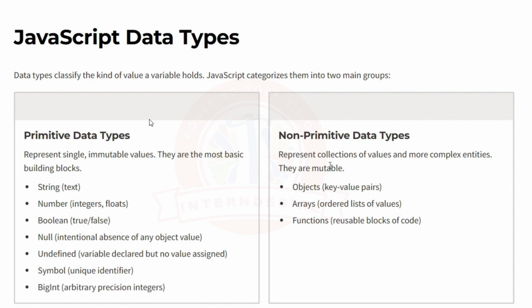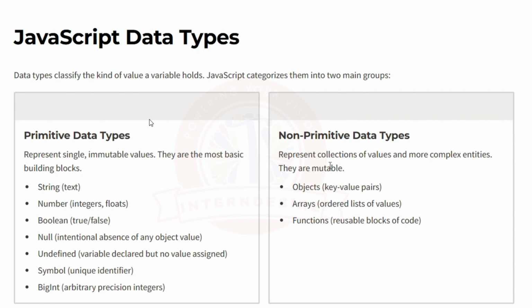So that's the naming convention for JavaScript variables. Data types classify the kind of value that a variable holds. So there are primitive types, which are immutable, and non-primitive data types like objects, arrays, and functions.